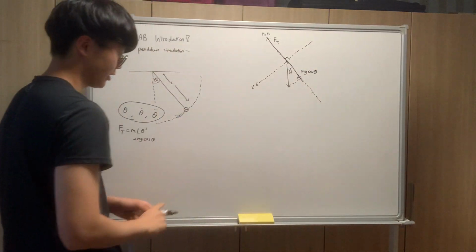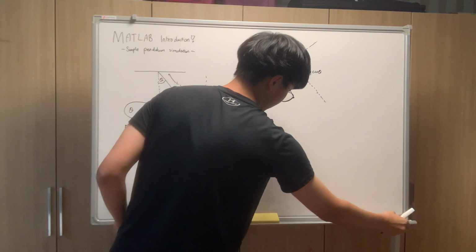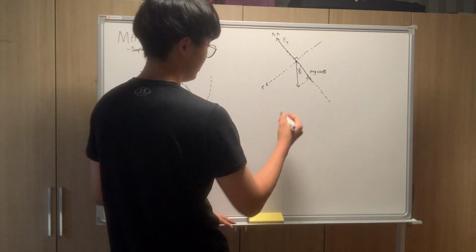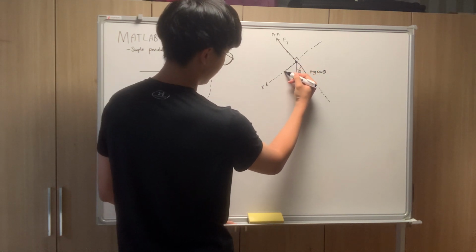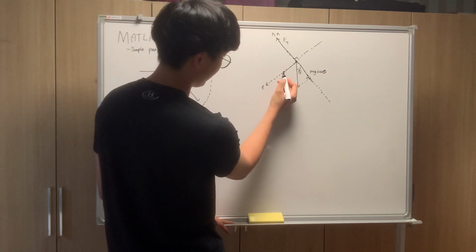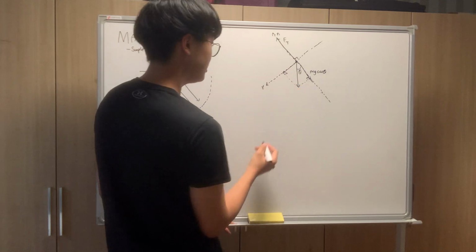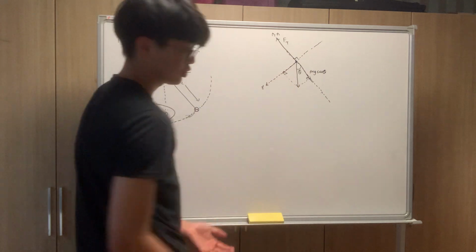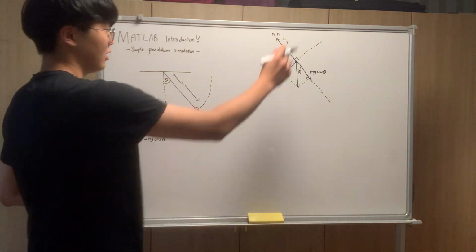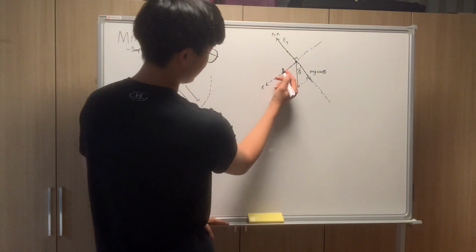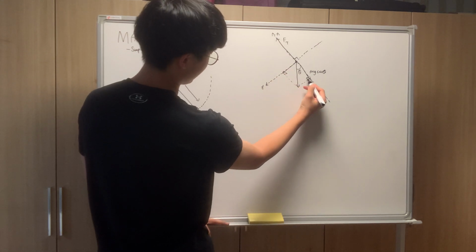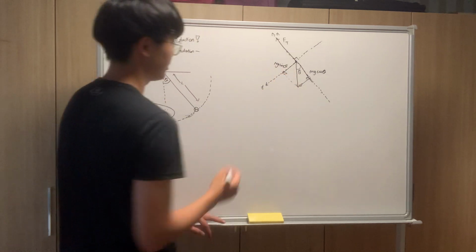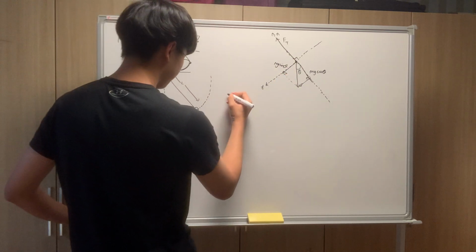Now when you look at the tangential direction, it's even simpler. We only have one force acting in the tangential direction, and that is the effect of gravity in the tangential direction. That is the only force acting there, and we know that here is our opposite side, and so it's equal to mg sine of theta.